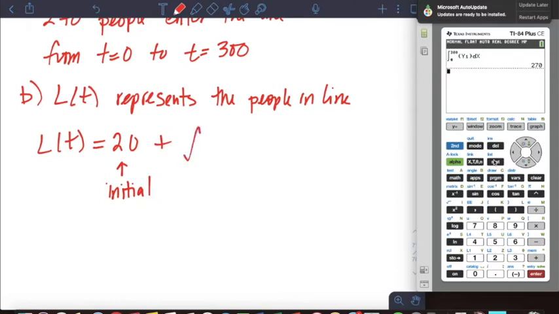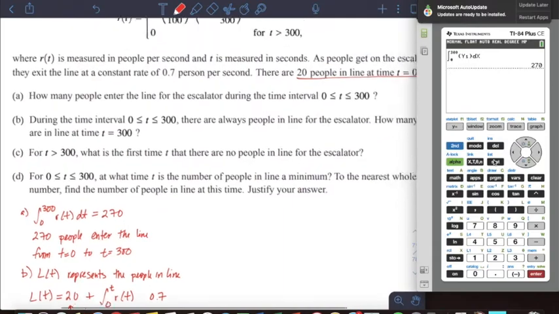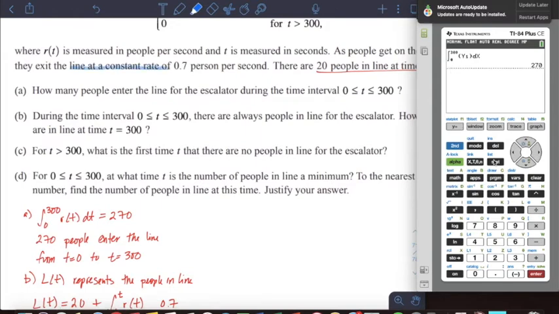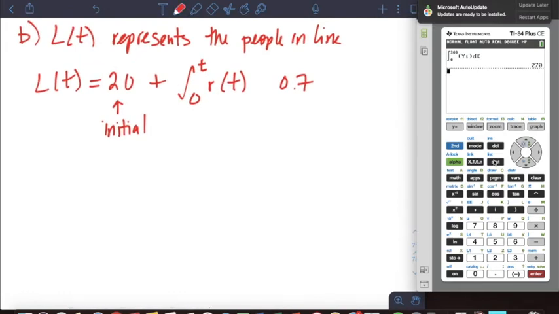And then we're going to add on the net change of people. So we're going to go from 0 to t, and we're going to look at the net change. People enter the line at the equation r of t, which we have typed in our calculator, and then people exit the line at a rate of 0.7. If we go back and read the problem again, it says as people get on the escalator, they exit the line at a constant rate of 0.7 person per second. So that's the 0.7 people exiting the line. And we can't use t here, so let's call this r of x.